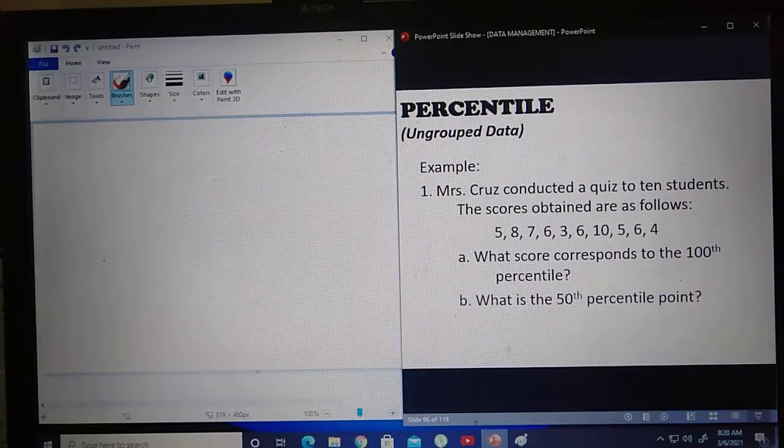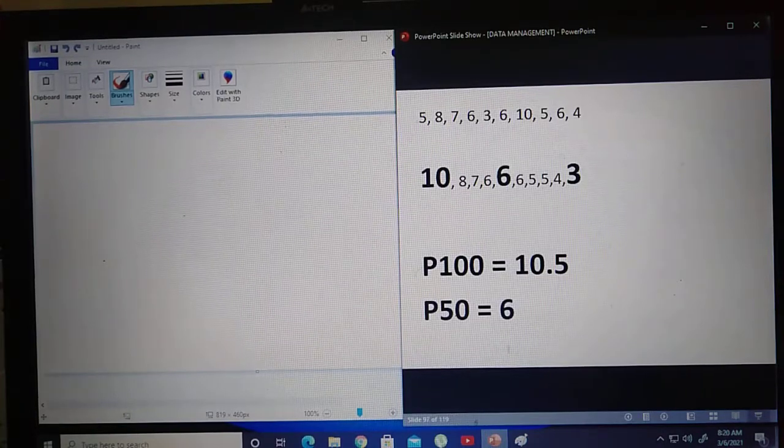Okay, for ungrouped data, for example, in a quiz, what is the 100th percentile? Here, just take the highest value, but when you take the highest, just add 0.5. For example, if we are getting the P100, you just add 0.5, so instead of writing 10, it becomes 10.5. And then for P50, the median, it is 6. Since the number of values is even, you add the two middle values, then divide by 2, which is still 6.